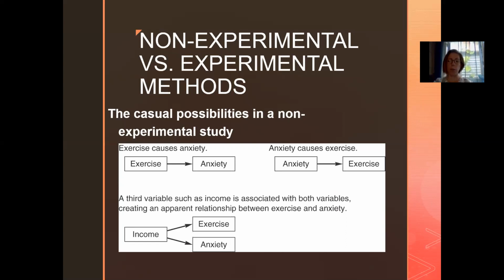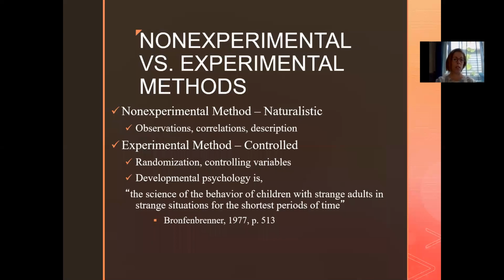So often people have found that those who have greater anxiety and those who are exercising more are within a certain income bracket, so they have access to being able to exercise more frequently, and they are working jobs that make them more anxious. So some versions of non-experimental methods are naturalistic observations, correlations, description. This is a lot of what we're going to be doing in both of our studies for this class.